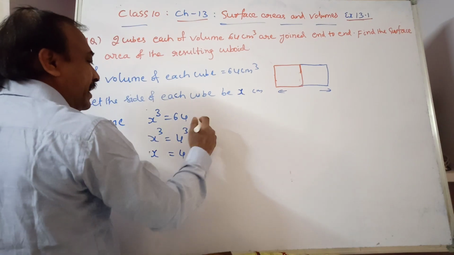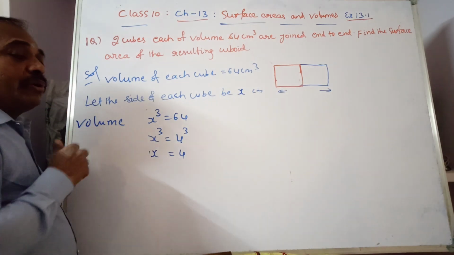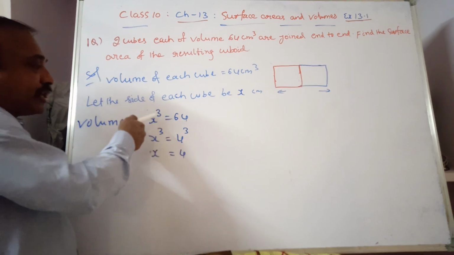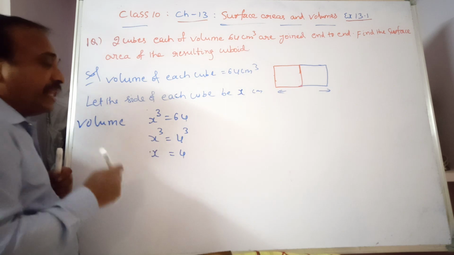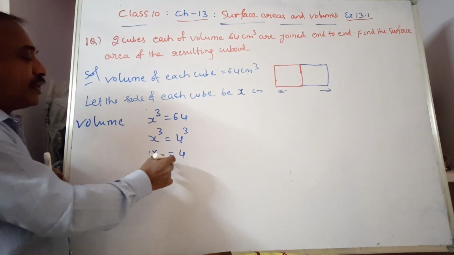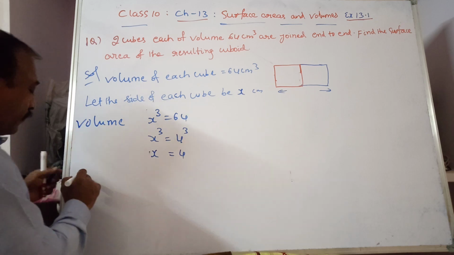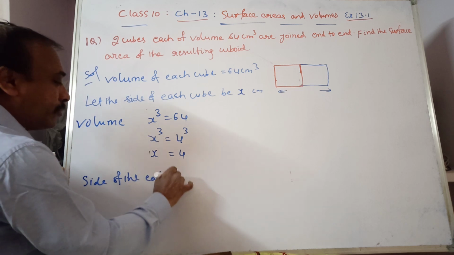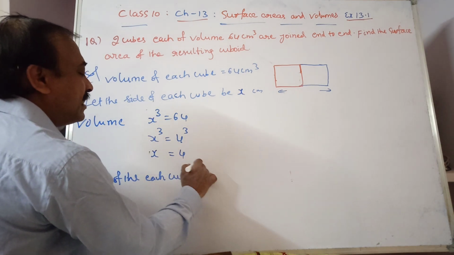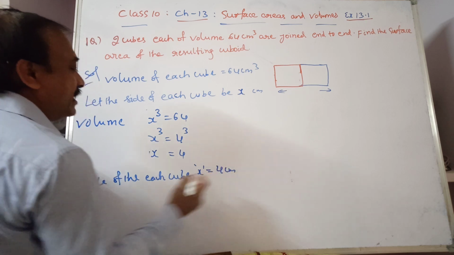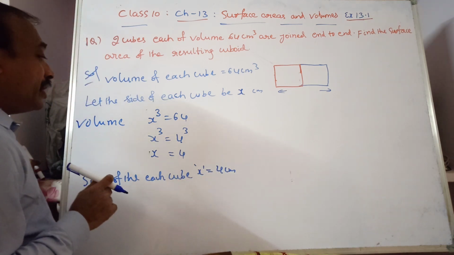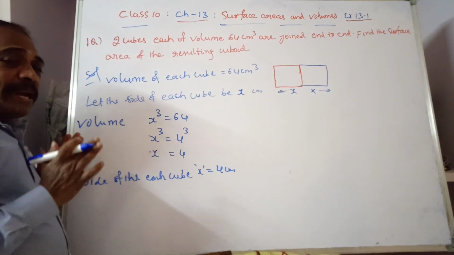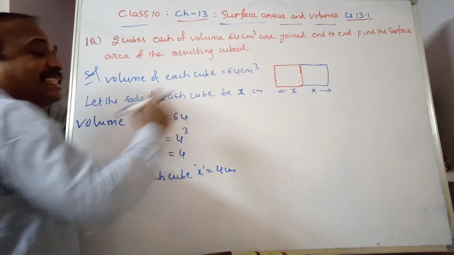Or, using prime factorization of 64, we can say x cube is equal to 64, so x is the cube root of 64, which is equal to 4. Therefore, the side of each cube is x equals 4 centimeters. Now you have to find the resulting cuboid. Breadth and height are not changing; only the length is increasing.